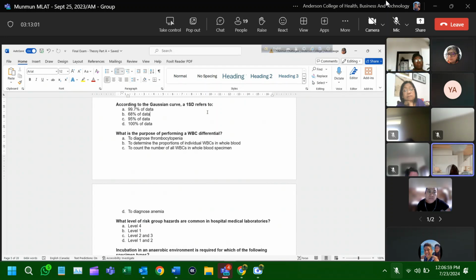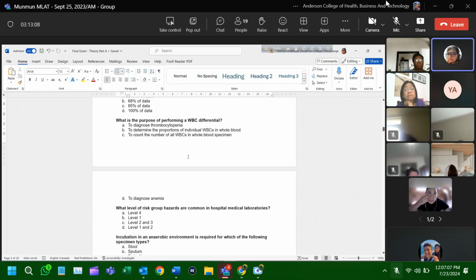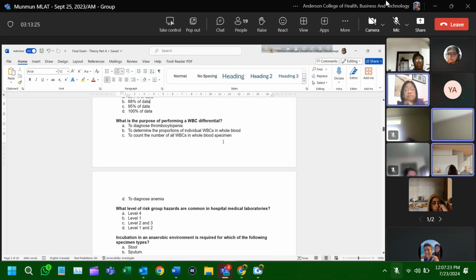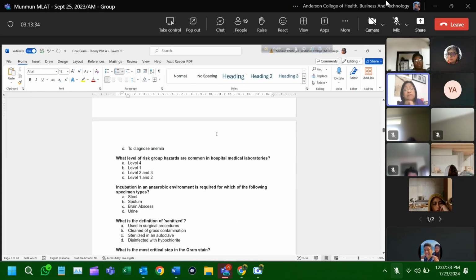What is the purpose of performing a WBC differential? To count the number of all white blood cells in whole blood specimens? I said B, the proportion of individual WBCs in the whole blood. Yes, the proportions of WBCs.